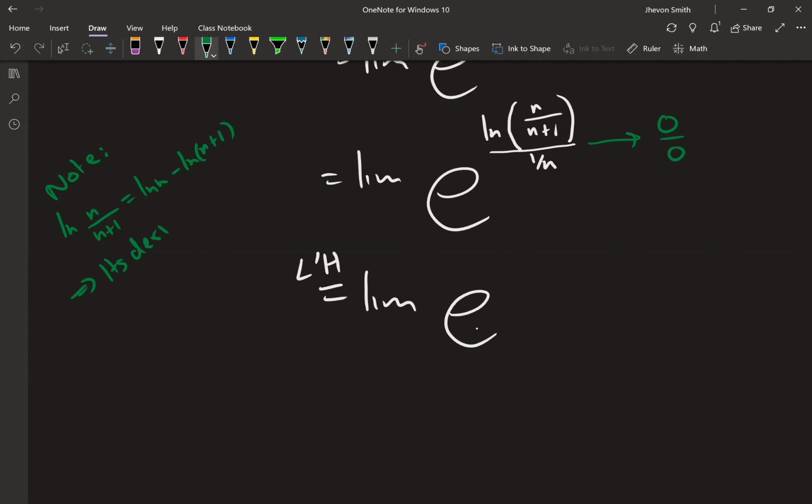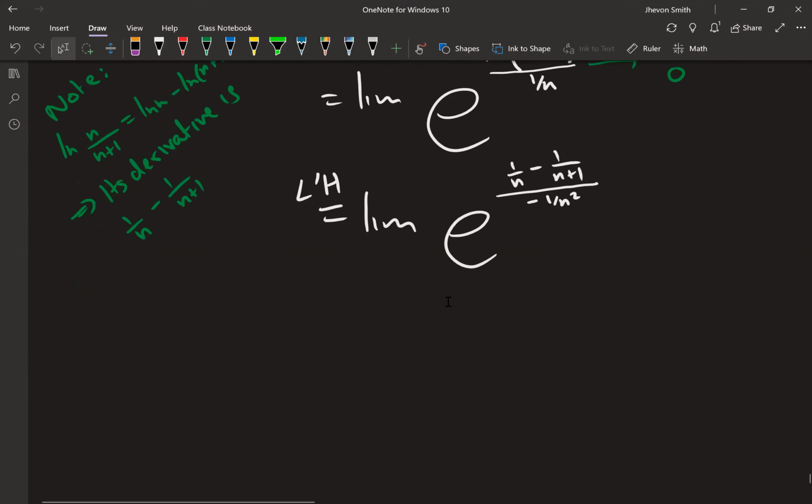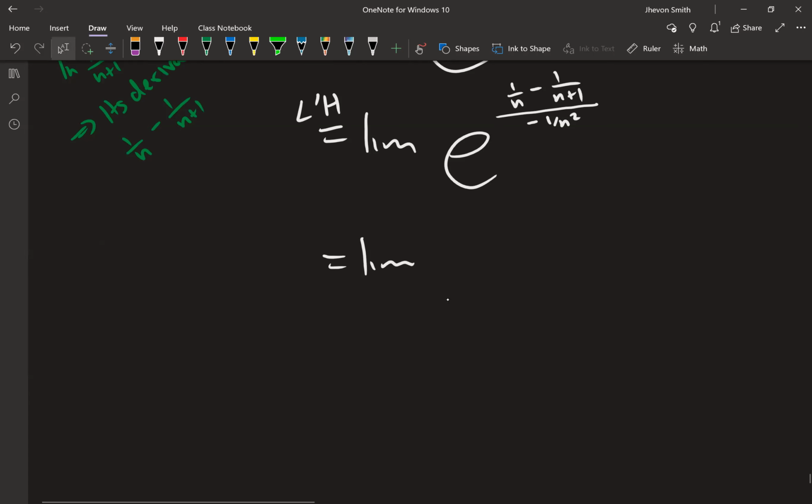Its derivative is 1 over n minus 1 over n plus 1. So here I get 1 over n minus 1 over n plus 1 as the derivative of the numerator, divided by minus 1 over n squared, which is the derivative of the denominator. Now we would do keep, change, flip to simplify. So this is minus n squared times 1 over n minus 1 over n plus 1.